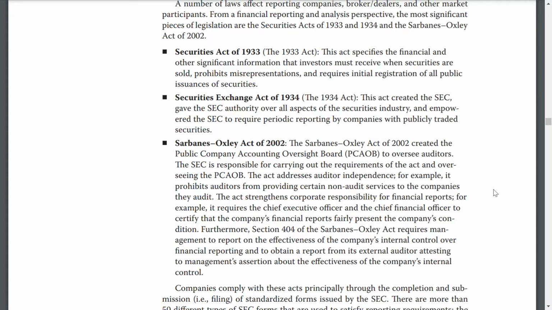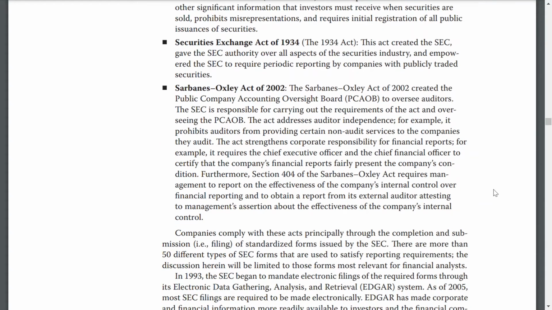The Sarbanes-Oxley Act of 2002. The Sarbanes-Oxley Act of 2002 created the Public Company Accounting Oversight Board to oversee auditors. The SEC is responsible for carrying out the requirements of the act over the PCAOB. The act addresses auditors' independence, for example, by prohibiting auditors from providing certain non-audit services to the companies they audit. The act strengthens corporate responsibility for financial reporting. For example, it requires the chief executive officer and chief financial officer to certify that the company's financial reports fairly present the company's condition.